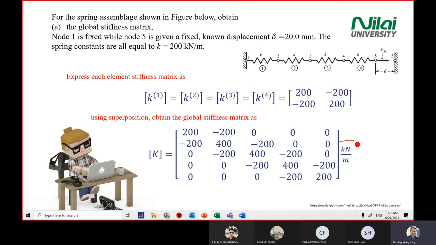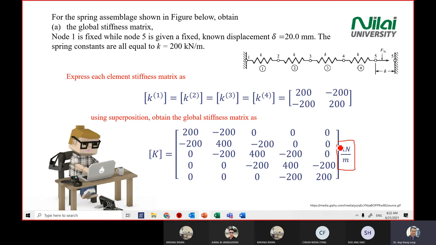And of course, don't forget the numbers. The unit is kilonewton over meter square, okay, for the K, for the stiffness matrix. It is newton over meter square. However, in the question, it gives you in kilonewton over meter square, so you can use kilonewton over meter square. Okay.